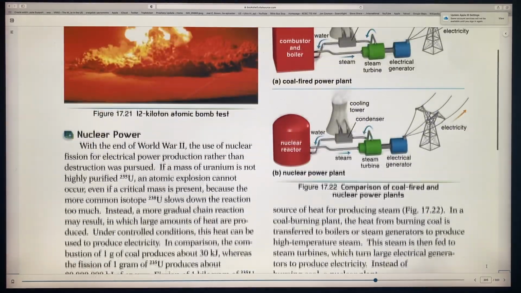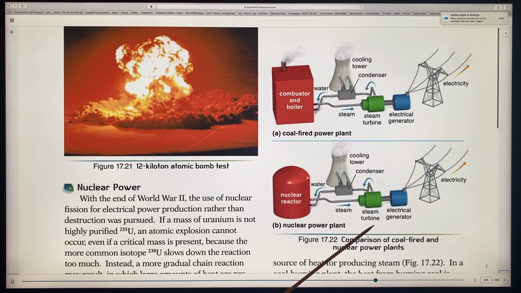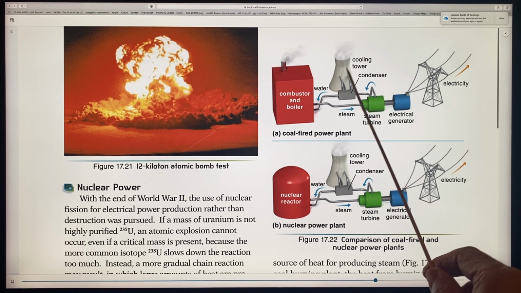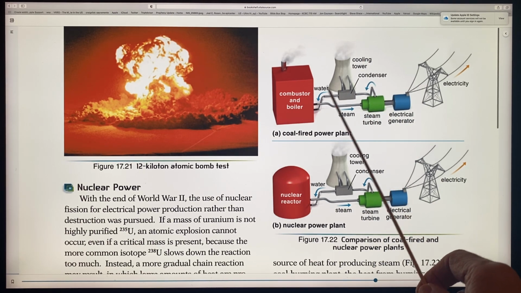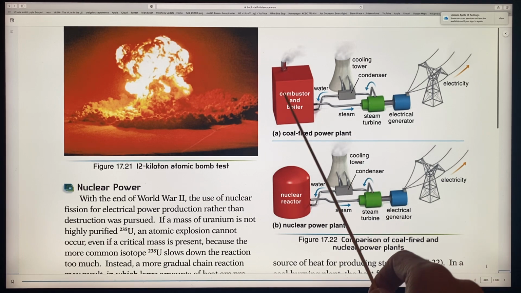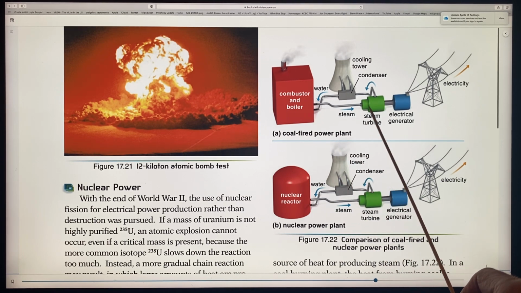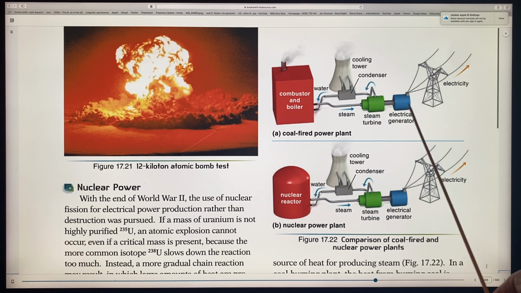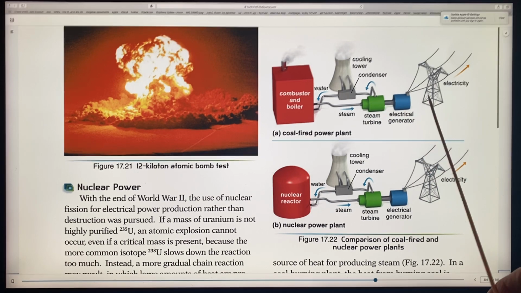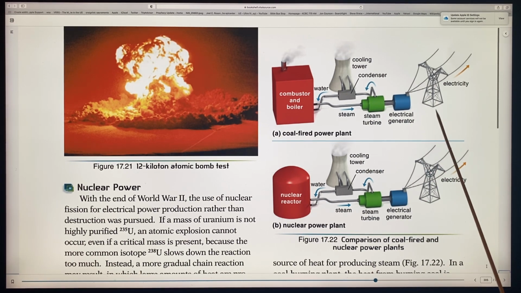So we're going to look at the picture here. Here we have the comparison of coal-fired and nuclear power plants. Here we have coal-fired: a combustion in a boiler, and the steam coming through the steam turbine. We have the condenser and the cooling tower, of course, to cool everything down. So the boiler comes down here, the steam goes through the steam turbine, the electrical generator, and on to electricity. So this is coal-fired with coal.